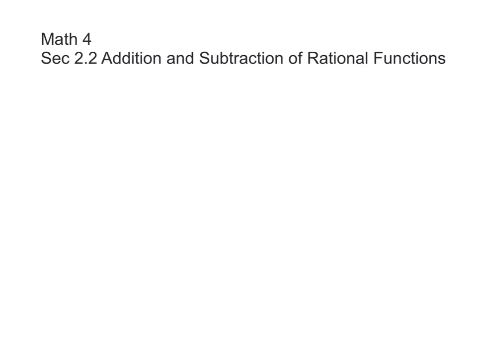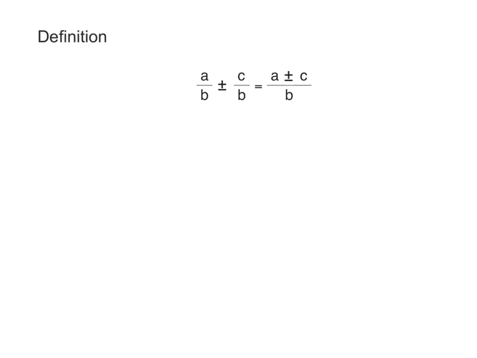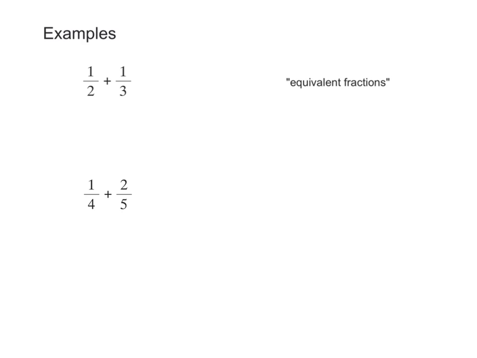This section is about addition and subtraction of rational functions, which just means adding and subtracting fractions. By definition, you can add or subtract fractions if there's a common denominator, just by adding or subtracting the numerator. The only problem is most of the questions you're going to have will not have common denominators, so we'll have to make them have common denominators. That's done by using the least common denominator.